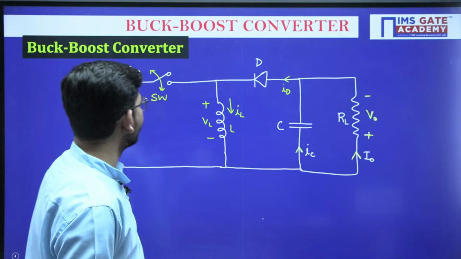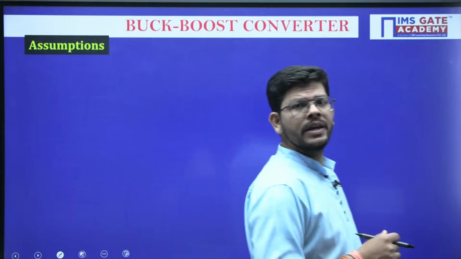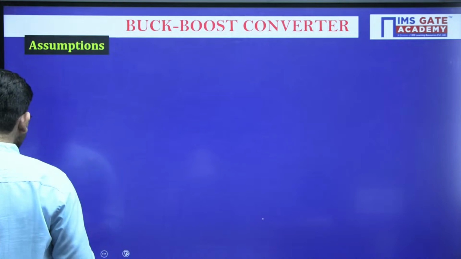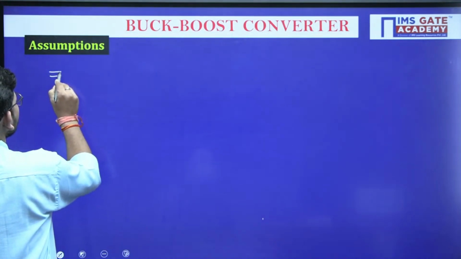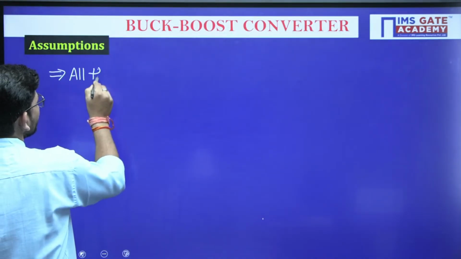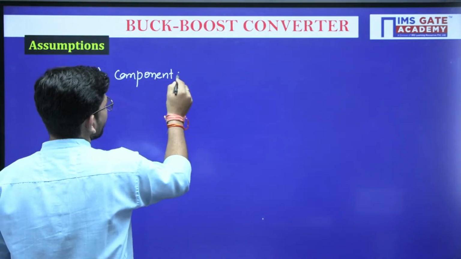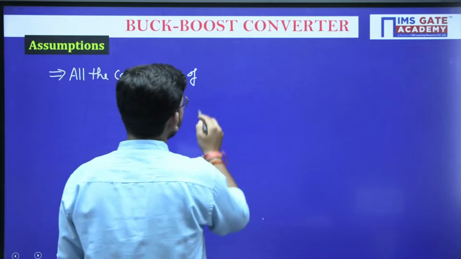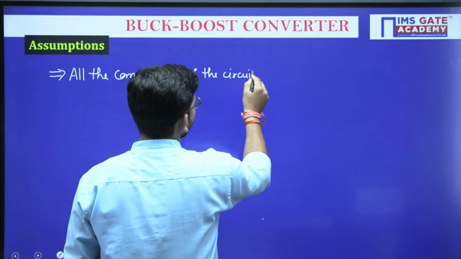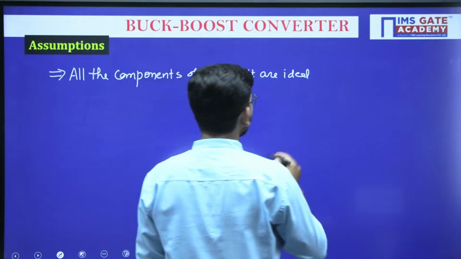So this is the circuit diagram. Now let us discuss the important assumptions under which this circuit will operate. The first assumption that we have is that all the components of the circuit are ideal.